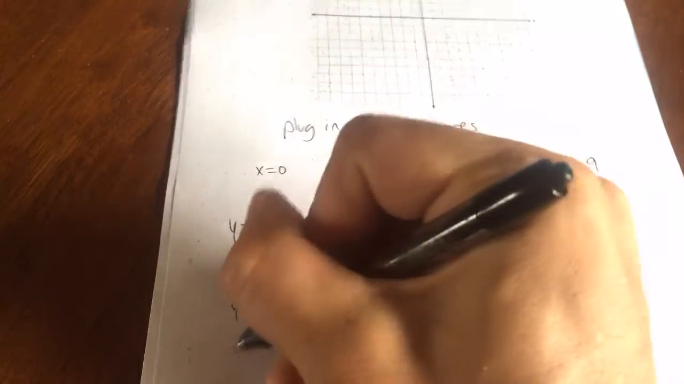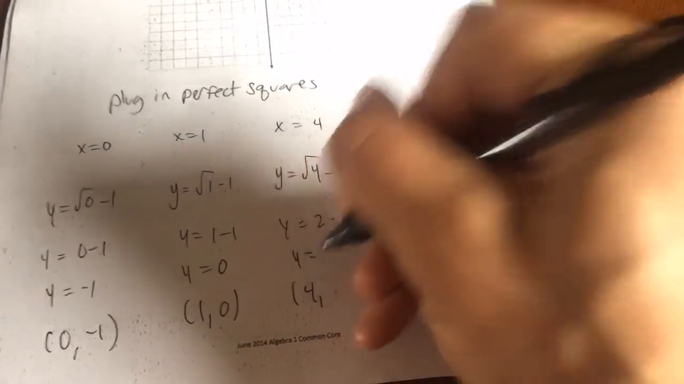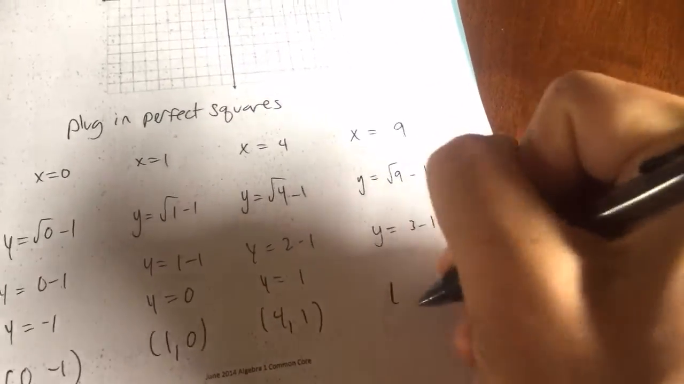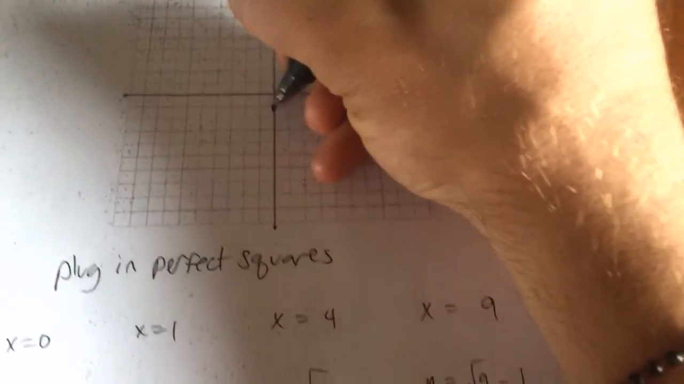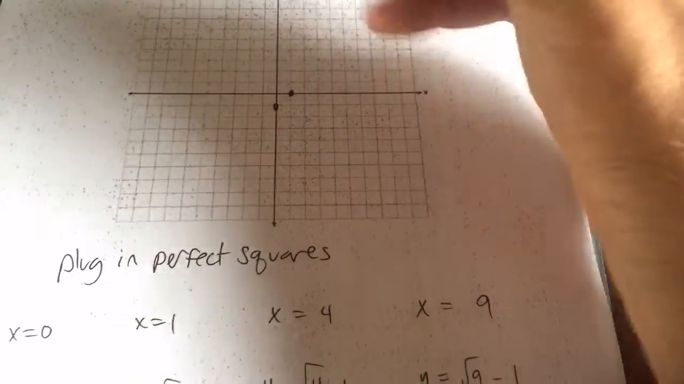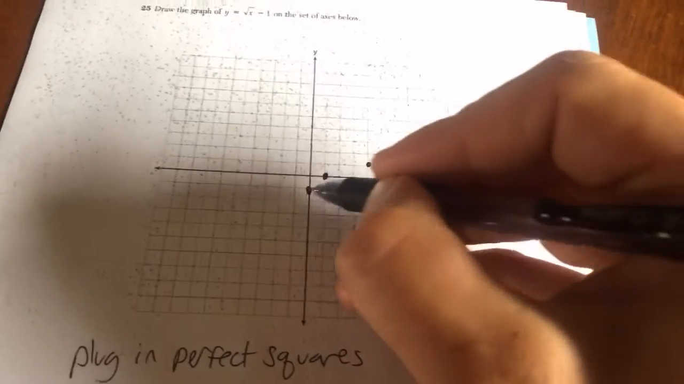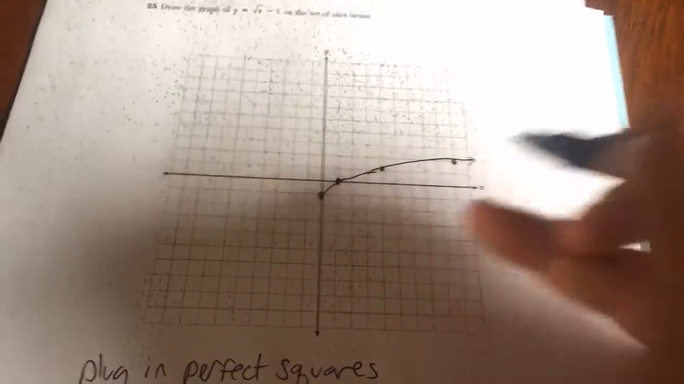So when x is 0, the y value was negative 1. When x is 1, the y value was 0. When x was 4, the y value was 1. When x was 9, the y value is 2. So what I'm going to do is plot those points. 0, negative 1, 1, 0, over 4, up 1, and then over 9 to 2. So what you have is a graph that looks like that.